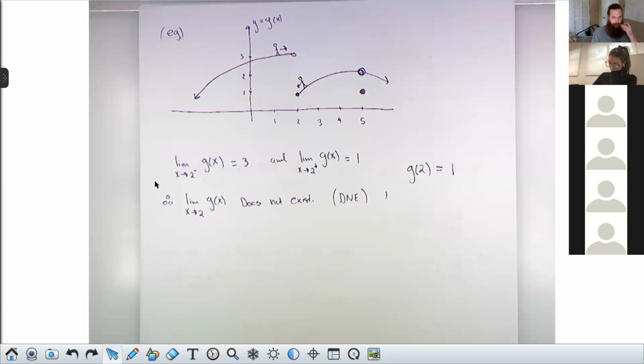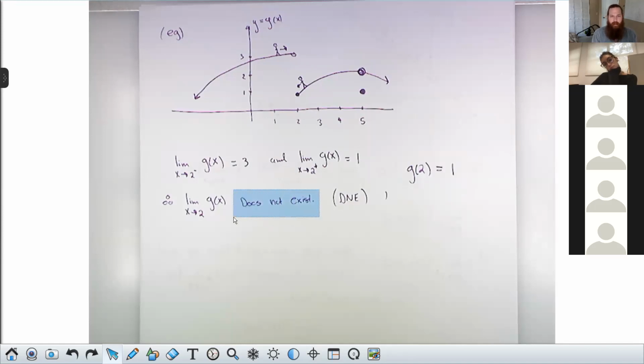And that would be marked as undefined, not does not exist, right? If they were both holes, it depends on what is being asked for. The limit would still not exist because the left and right limits are different, but the function value would be undefined. So if I asked you, what is g of 2, and both of these were open, you would say g of 2 is undefined or does not exist. That would be okay also.